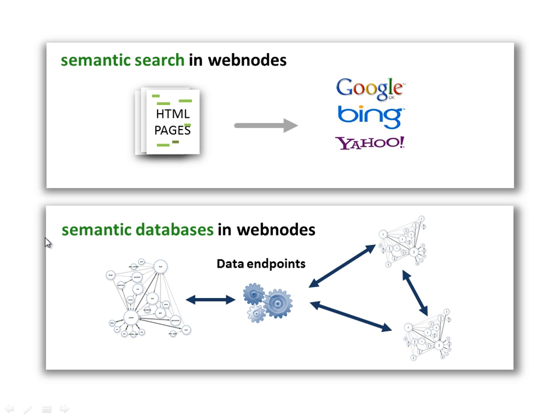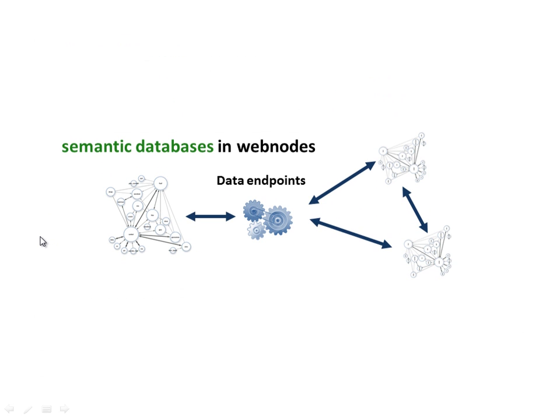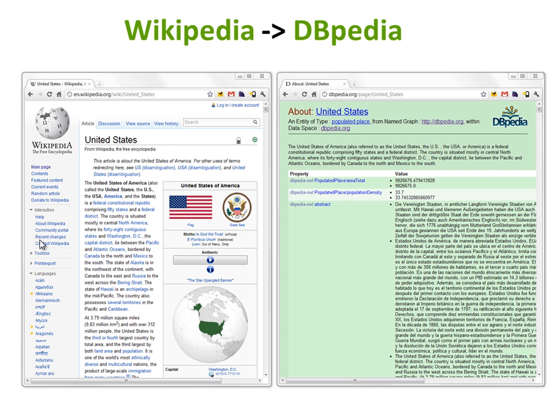I'll now continue with the semantic databases. Semantic databases is about making it easier to integrate content from various websites and integrate data between the websites. One example of this is Wikipedia.